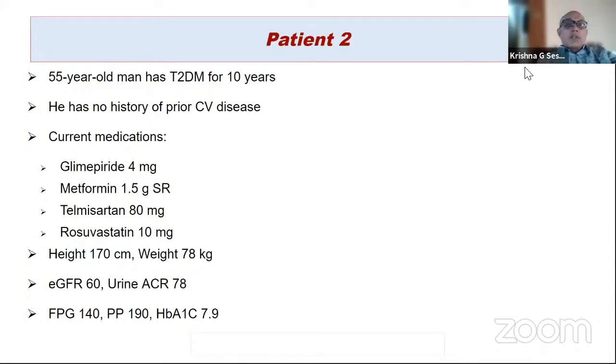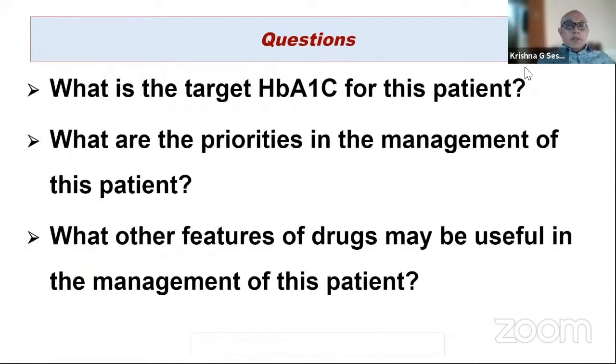What about a patient who has established cardiovascular disease? Here is someone who's 55 years old, type 2 diabetes for 10 years on multiple medications. EGFR is 60, albumin creatinine ratio is 70. You notice that I'm making a specific mention of EGFR. The reason is for us to understand that this is a calculation that we must do for all particular patients.